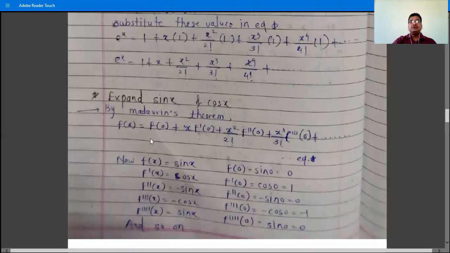So by Maclaurin's theorem, we have f x is equal to f of 0 plus x f dash 0 plus x square by 2 factorial f double dash 0 plus x cube by 3 factorial f triple dash 0 and so on. Suppose this is the equation star.